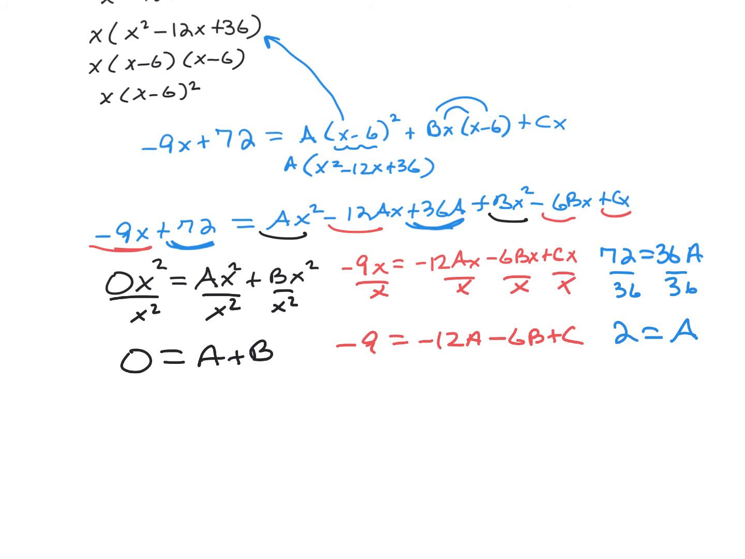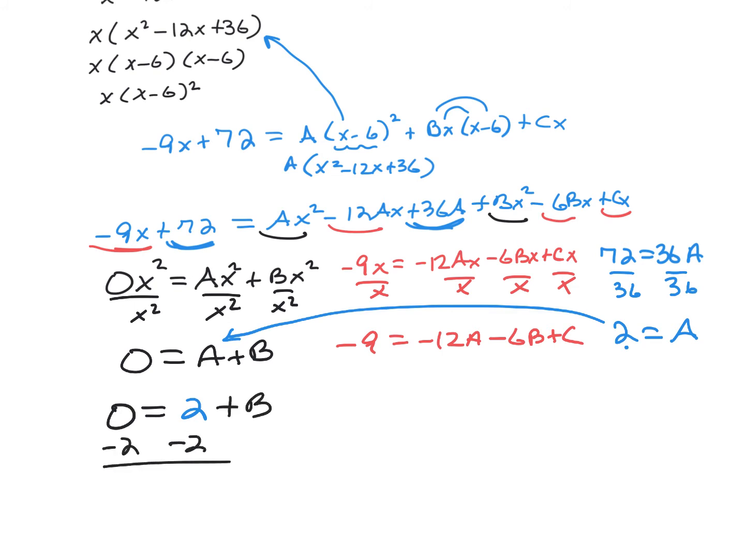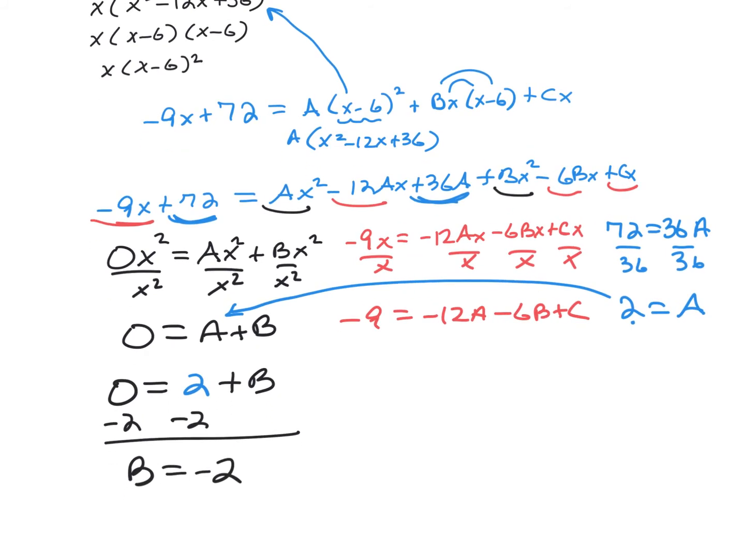I'm going to plug my a value in to either the black one or the blue one. Obviously, it's got to go back to the black one because I still would have two unknowns if I just plug it into the red. So I'm going to take this 2 and plug it in over here. So I'm going to get 0 equals 2 plus b, minus the 2, and my b value is now negative 2. So far I have found two of my variables.